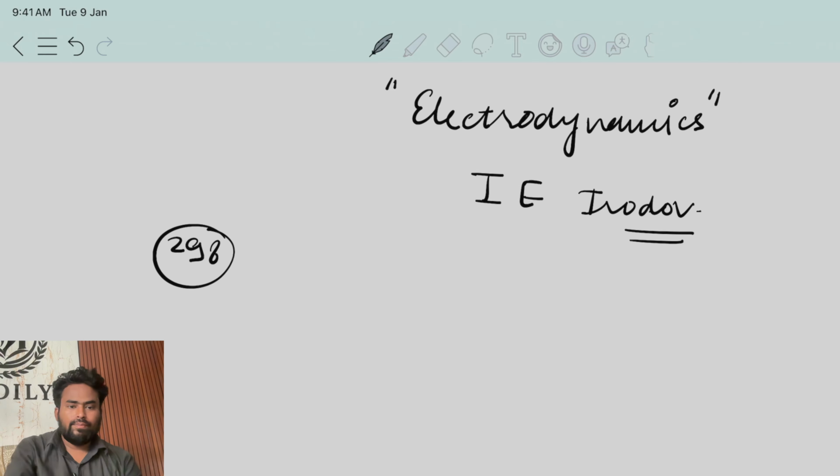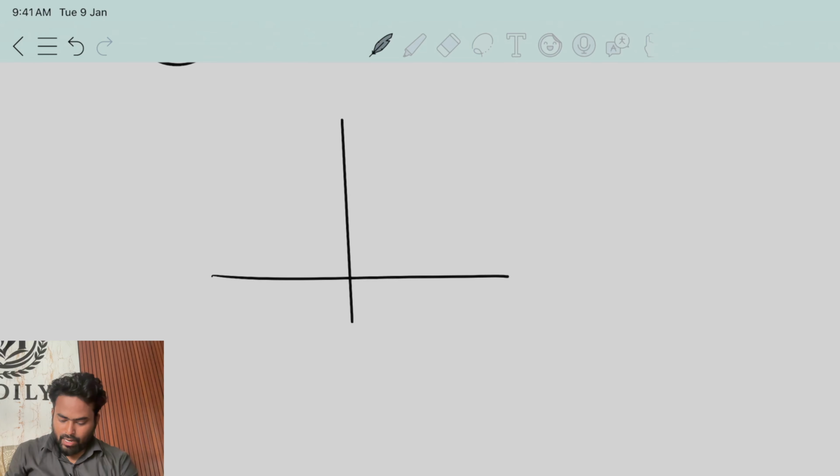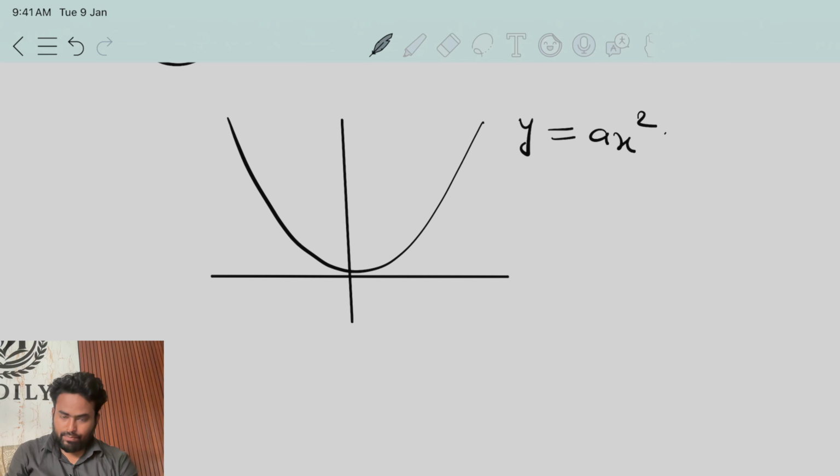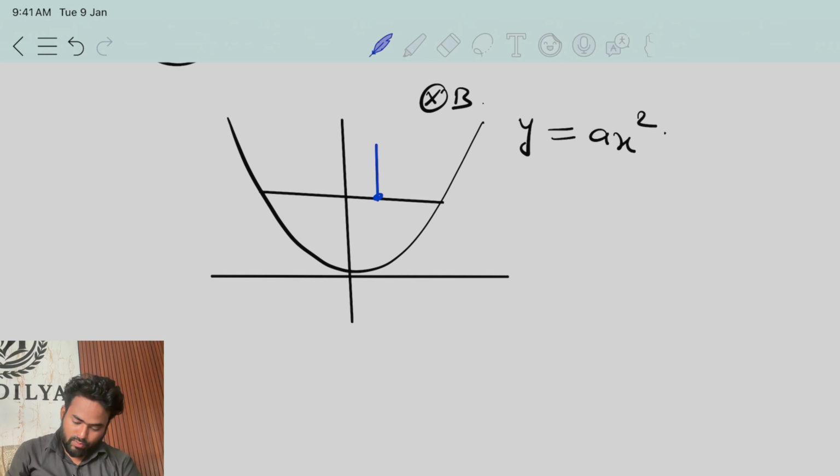Now if you go through this question, it says that a wire is bent in the form of a parabola y equal to ax square. So this is our wire. Now in this wire we have a magnetic field present, perpendicular to the plane. So cross of magnetic field is present everywhere, and on this wire we have a slider here, and we are moving this slider upward. Okay, this slider is moving upward.